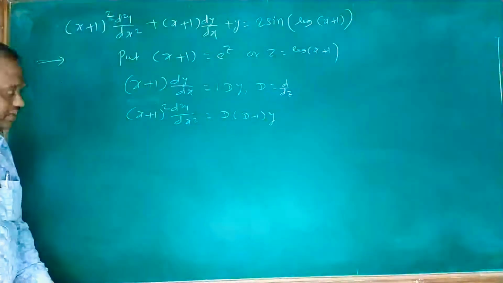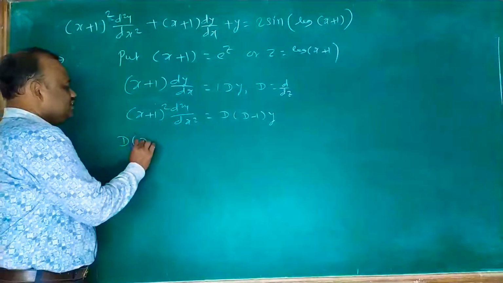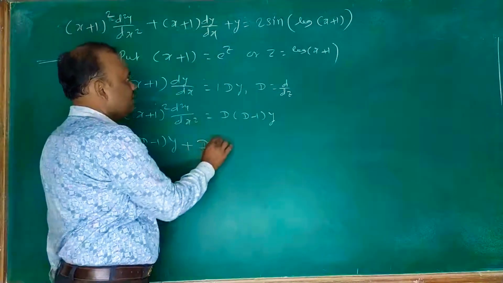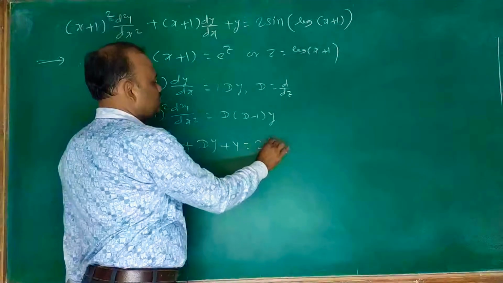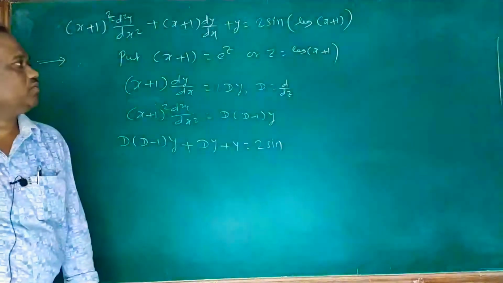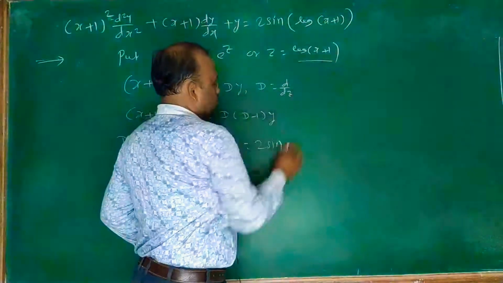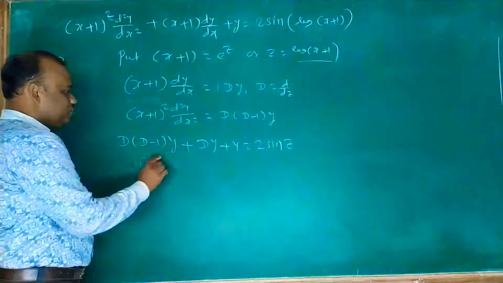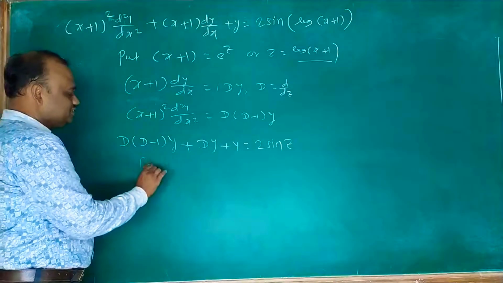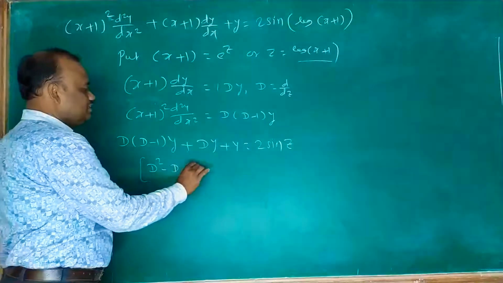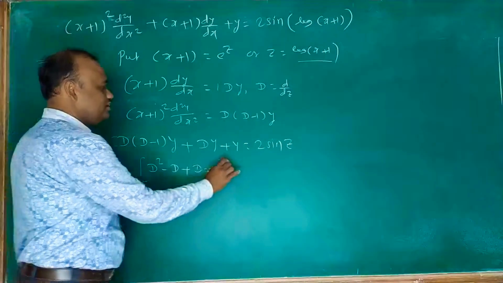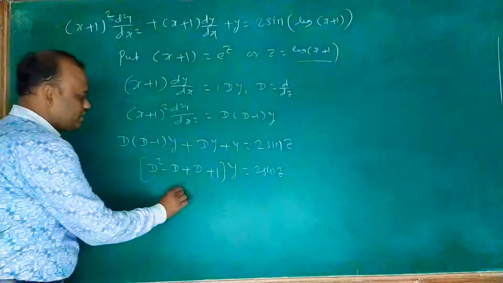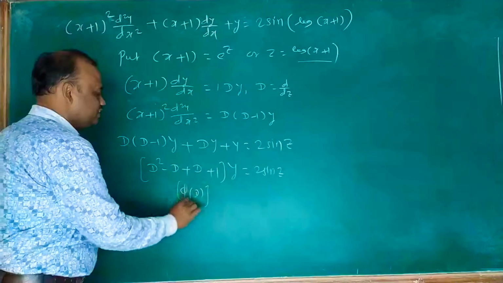Now using this substitution we can write the given differential equation, that is D into (D minus 1) y plus (x plus 1) into dy by dx, which is Dy, plus y is equal to 2 into sine of log of (x plus 1). So what is the value of log of (x plus 1)? That is z. So it is equal to 2 sine z. So from the LHS if we take y common, then D into (D minus 1) is D square minus D, plus this D plus 1, into y is equal to 2 sine z. Okay, so this is again phi of D into y is equal to f of z.